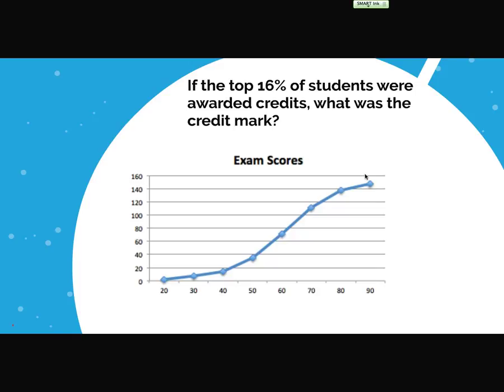Yeah, probably. Okay, so if the top 16% of students were awarded credits, what's the credit mark? So if you got above a 45, you passed the test. But if you got above a certain score, you actually got college credit. That's what the credits part of it is about. So how many were awarded credit? So I need to figure out how much is 16% anyways?